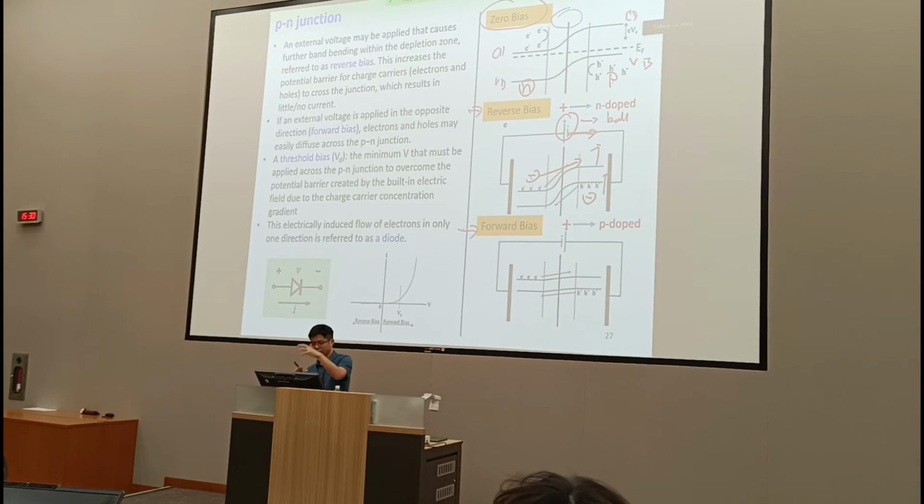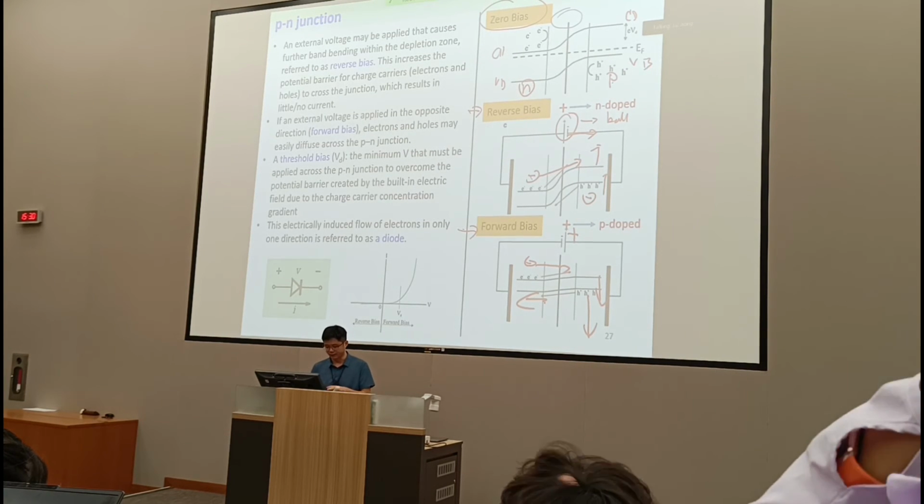But if you reverse the polarity of the bias, you make the right side positive. With positive bias, you move everything downwards. Then the electrons see a much shallower barrier. So at a certain point, you just drive across by this external field. You can conduct current. The holes move to the right. You can turn this on.